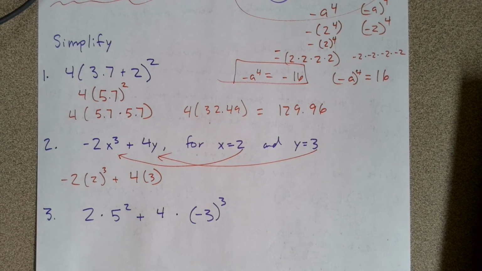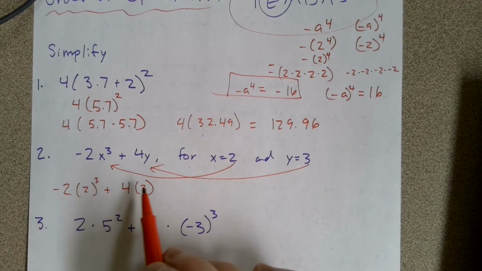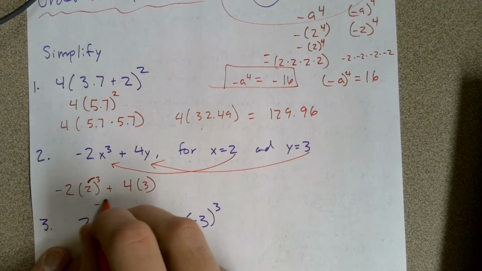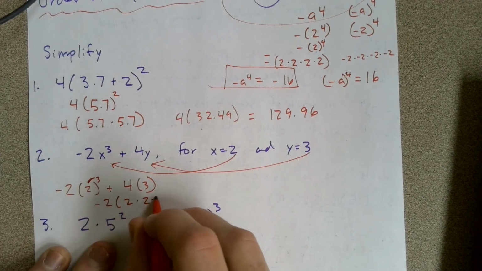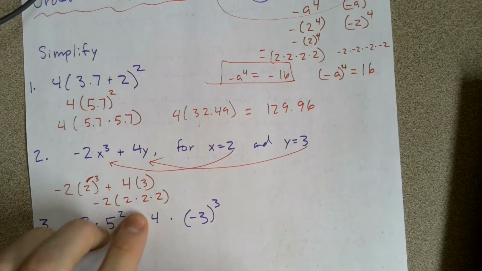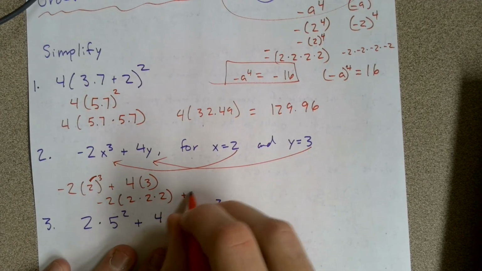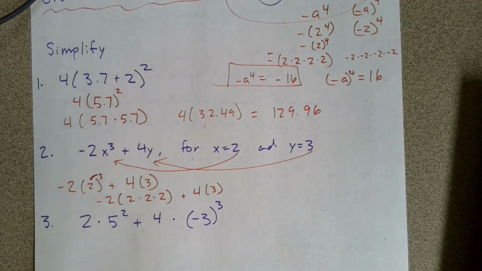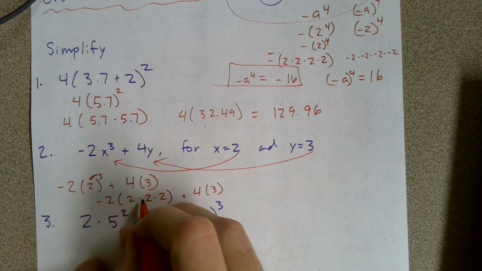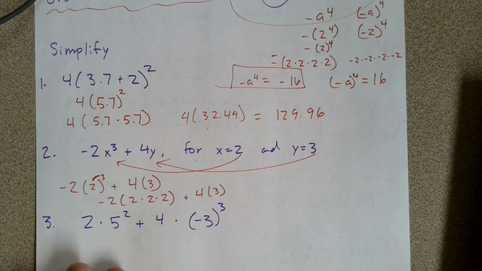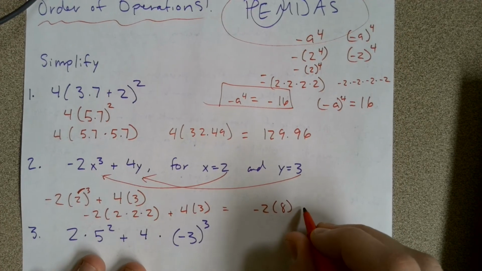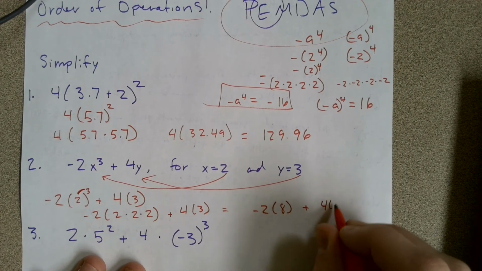Start with our PEMDAS. First up, parentheses. Parentheses are already solved. Next up, exponents. I got one right here. Let's do it. Negative 2 times 2 times 2 times 2. 2 to the third power, that means 2 times itself 3 times. Plus 4 times 3. Next up, we're on to our multiplication. We're going to do it from left to right. Negative 2, let's do 2 times 2 times 2. That would be 8. So we got this as negative 2 times 8 plus 4 times 3.